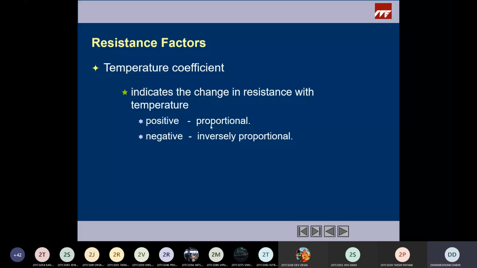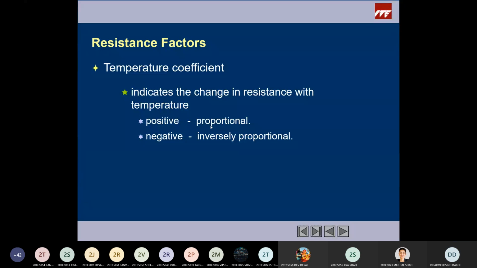So positive temperature coefficient means the resistance increases as the temperature increases. Yes, very good. So positive temperature coefficient means what? As the temperature increases, the resistance of the resistor will increase. That is called positive temperature coefficient. It means it is directly proportional to the value of temperature. Clear? Exactly opposite is negative temperature coefficient.